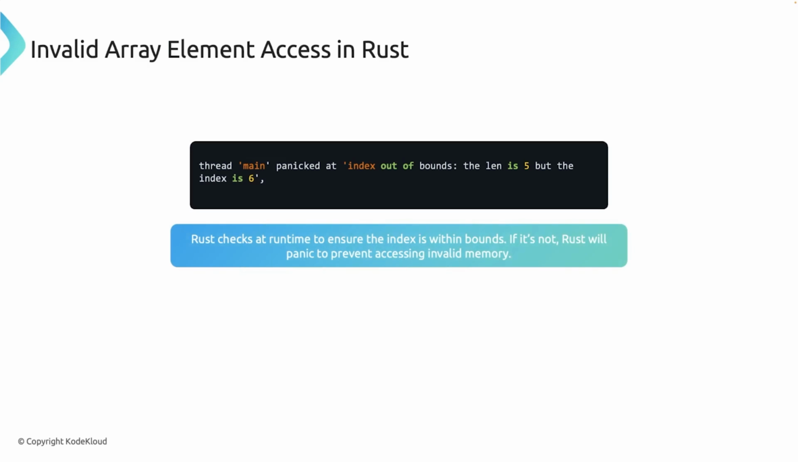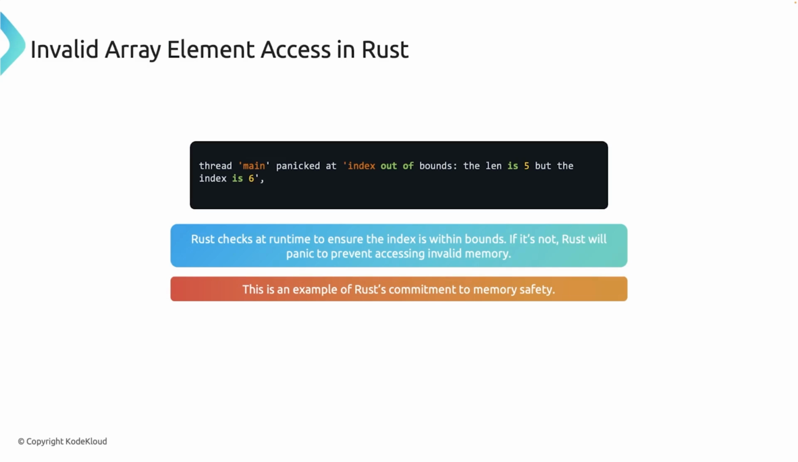Rust checks at runtime to ensure the index is within bounds. If it's not, Rust will panic to prevent accessing invalid memory. This is an example of Rust's commitment to memory safety. Rust's memory safety principles ensure that your program doesn't access invalid memory, which could lead to unpredictable behavior or security vulnerabilities. Instead of continuing with an invalid memory access, Rust stops the program immediately.